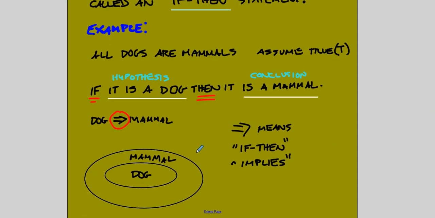So here is a Venn diagram of this situation. Dogs, in fact, are a subset of mammals, so all dogs will also be included as mammals. Notice that though not all mammals will be dogs.